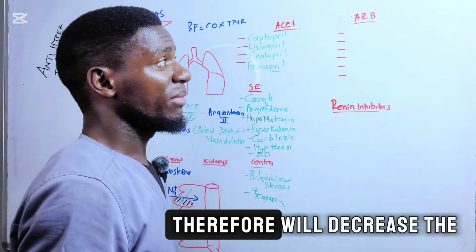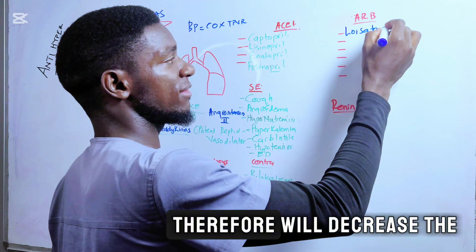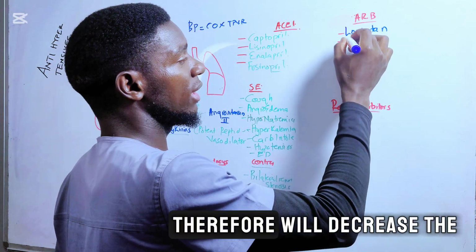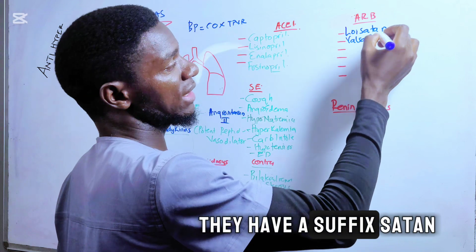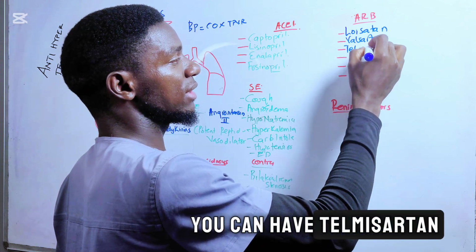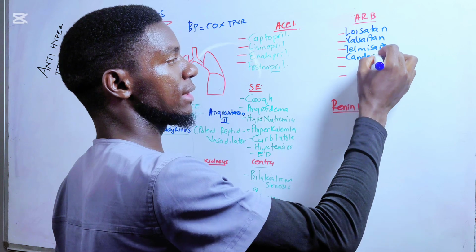Some of the examples of medications here, the first one was losartan, the first medication. Then you can have valsartan. For them, they have a suffix sartan. You can have telmisartan, and have candesartan.